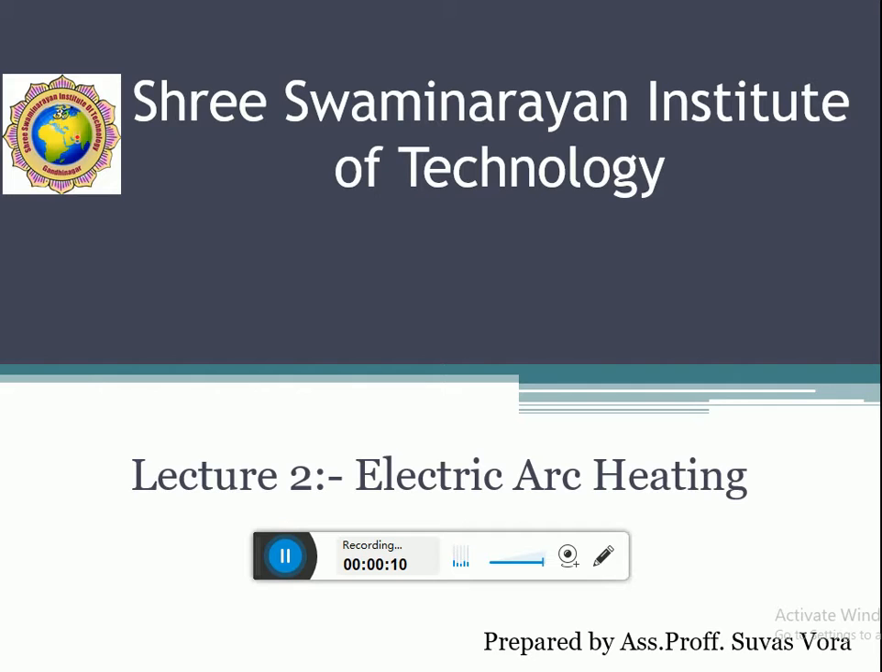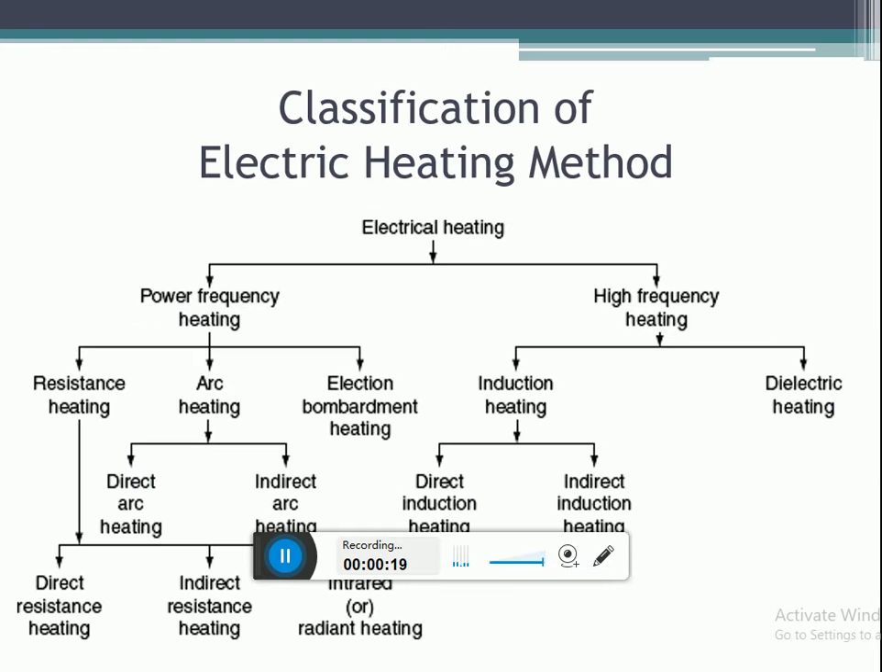Today's topic is electrical heating. In the previous lectures, we studied the power classifications of the electric heating methods, and in particular resistance heating. Now, today's topic is arc heating.